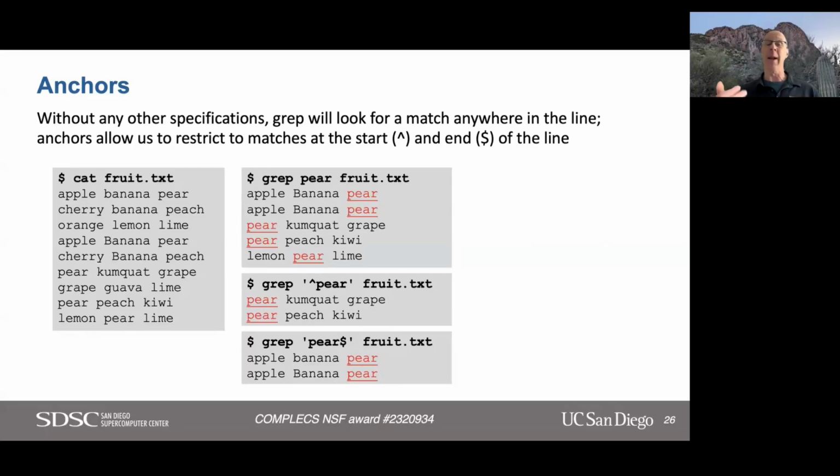Those first 2 lines have pair at the end, the next 2 pair at the beginning, and the last one pair at the start. And then in the next grep command, we do a caret pair, which means that we're just going to be looking for pair at the start of the line. And here we'll return those 2 matches, pair followed by kumquat grape or peach kiwi. And then finally, last example, we have pair $, which means we're going to be looking just for pair that occurs at the end of the line.